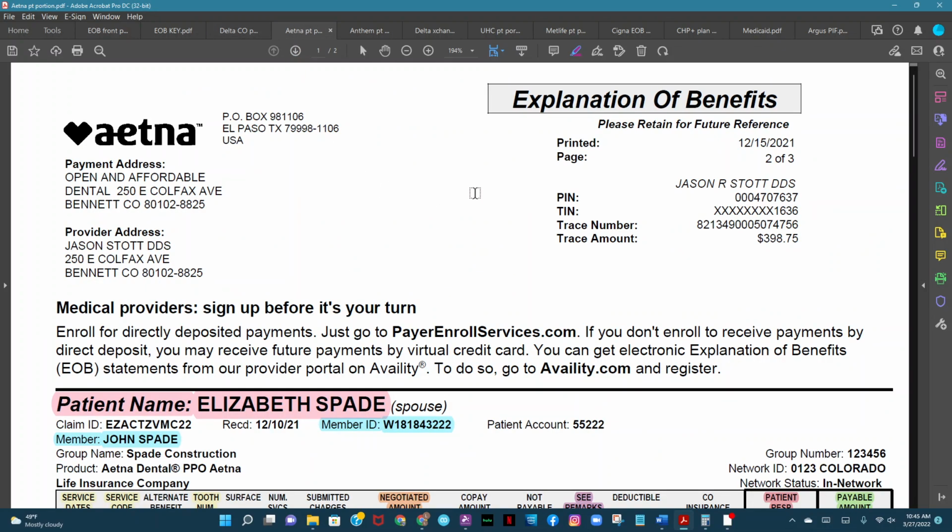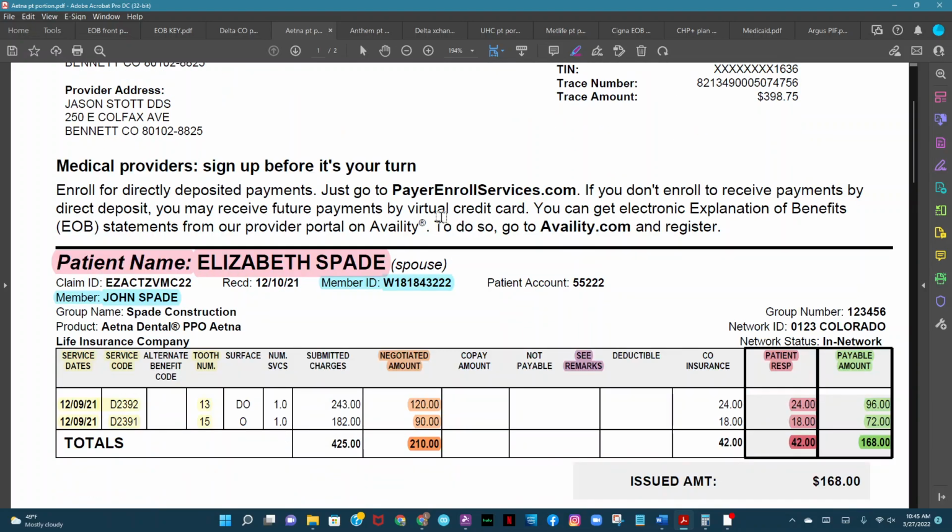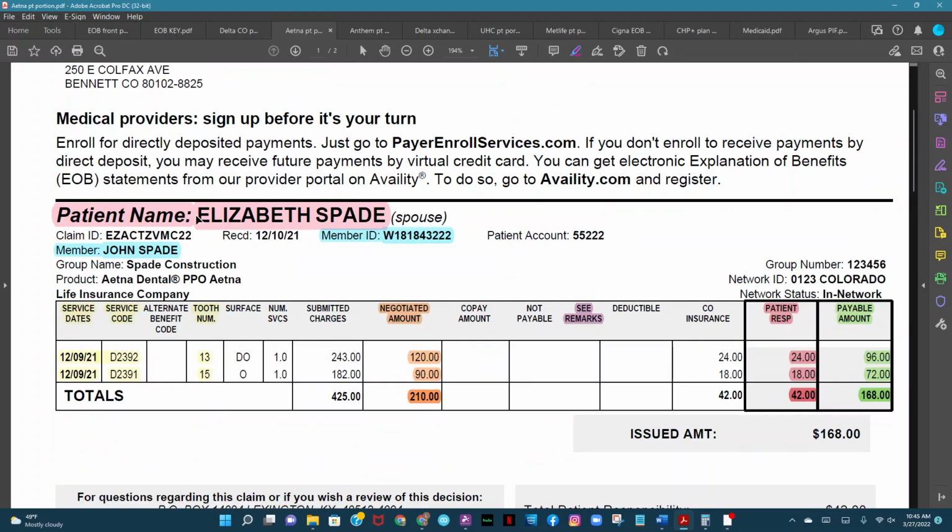All right, on to an Aetna EOB here. As you can see, patient name Elizabeth Spade. There is no date of birth on this EOB. There is a subscriber name. They have it listed as member name, John Spade, and the ID is right here. Date of service, which they have labeled as service date, is 12/9 of 2021. The codes we have, looks like we have two fillings here.